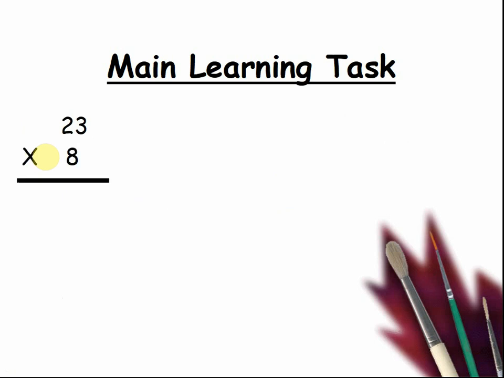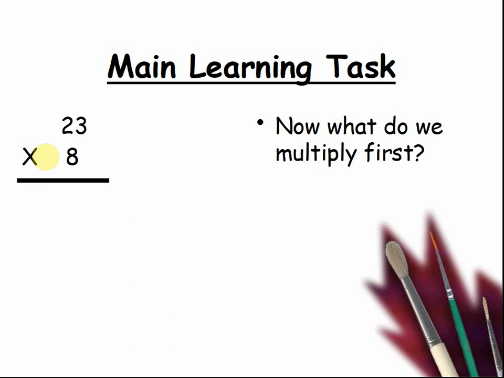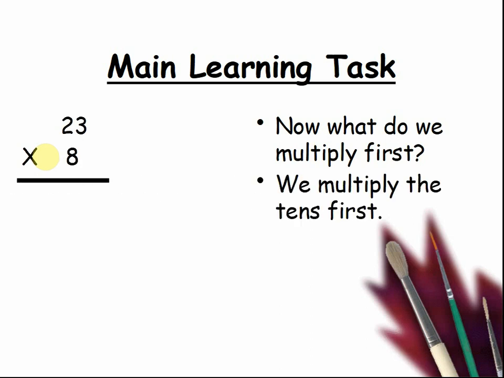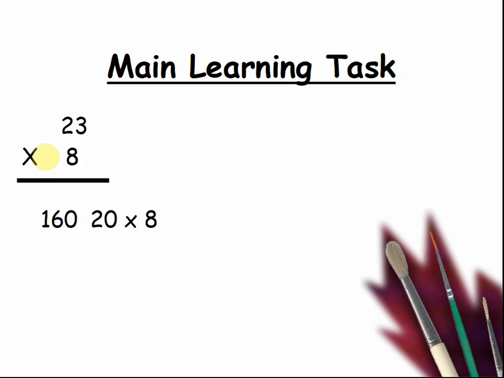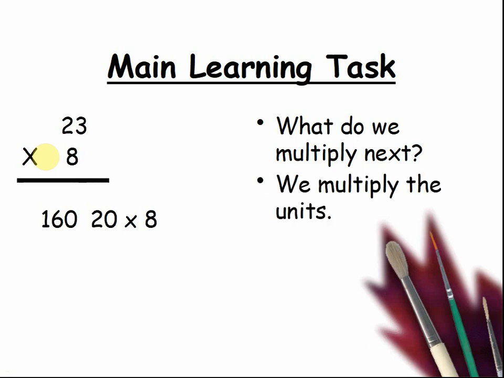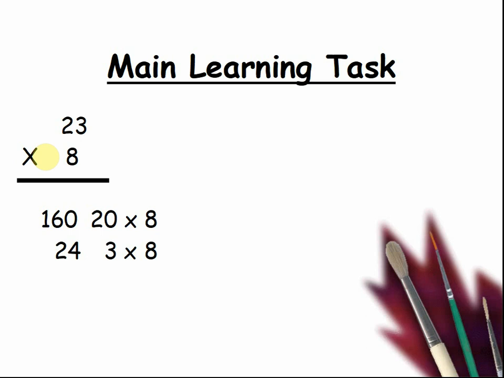23 times 8. Now, what do we multiply first? We multiply the tens first. And so, 20 times 8 is 160. What do we multiply next? We multiply the units next. So, 3 times 8, yeah? 3 times 8 is 24. What happens next? We add them together to make 184.